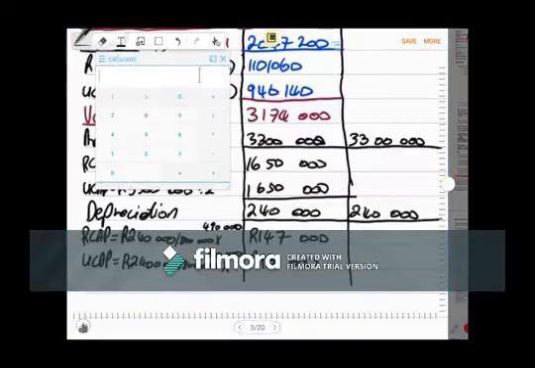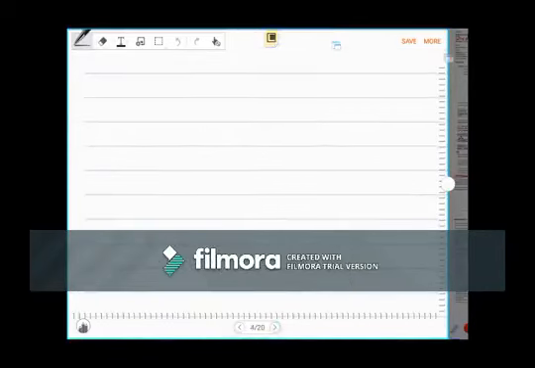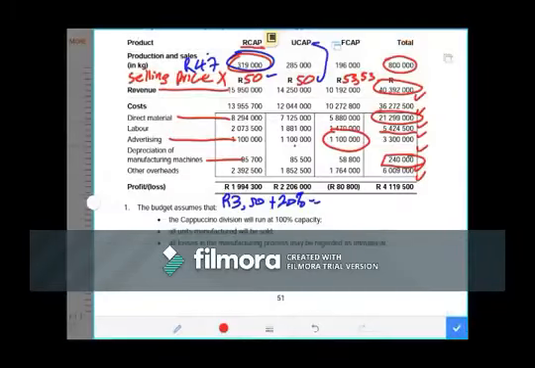Nothing changes because we were allocating that depreciation based on the new units that the company now wants to manufacture and sell. Then we go to the next expense, which is on the next page because of the limitation of space. Then we go again to our income statement, line item by line item.